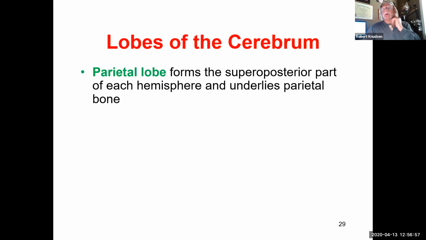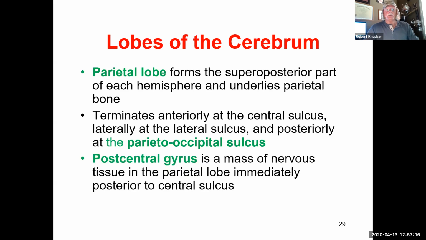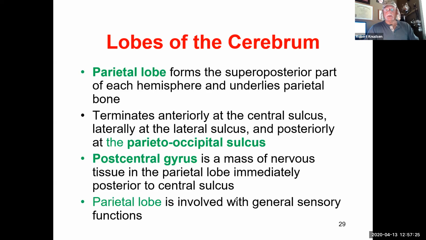Parietal lobe. Okay, remember the parietal lobe? It's still the central sulcus, only now it's posterior. And it goes all the way back to the occipital lobe, which was the parietal occipital sulcus. Yeah, there it is. Postcentral gyrus should say something about sensory down here. Doesn't, does it? But anyway, it should say something about sensory. Oop, there it is. Sensory. Good? Okay.